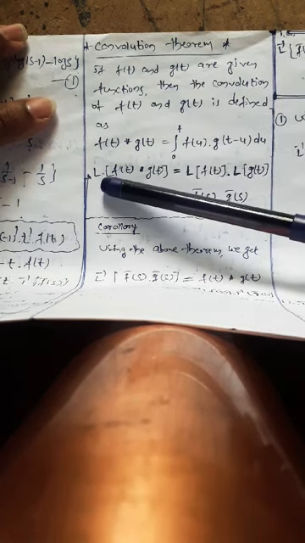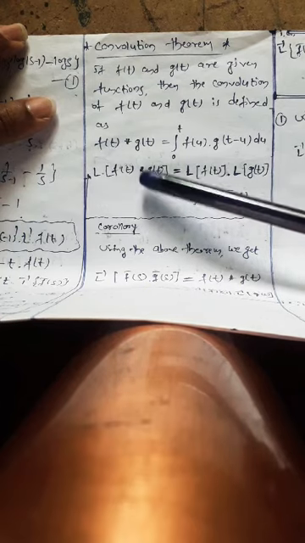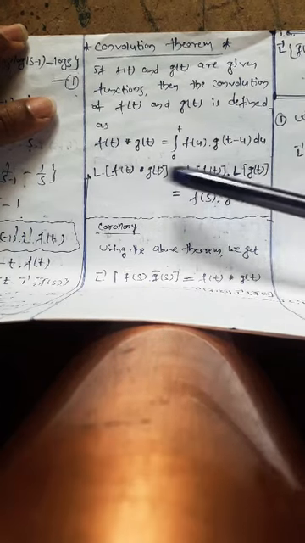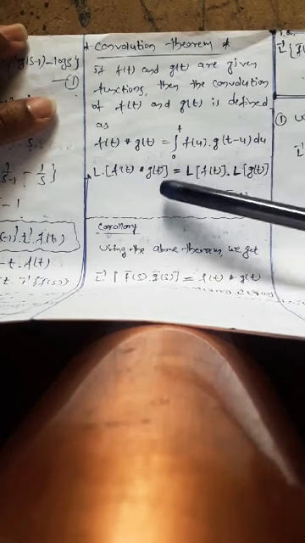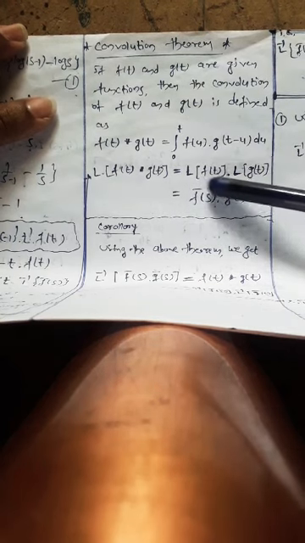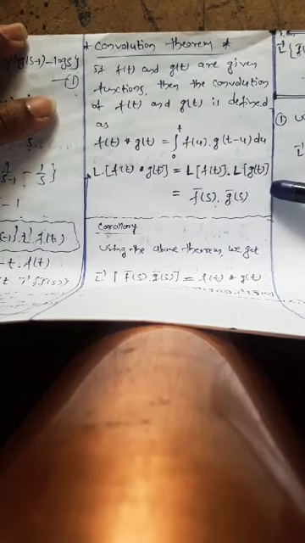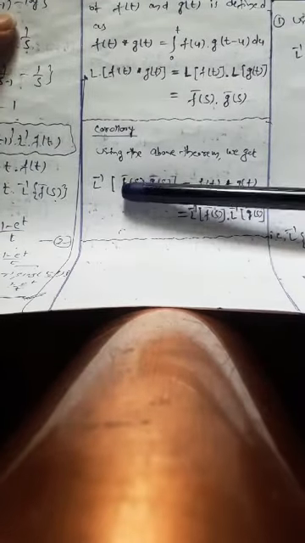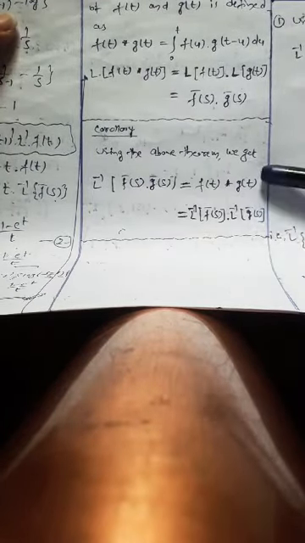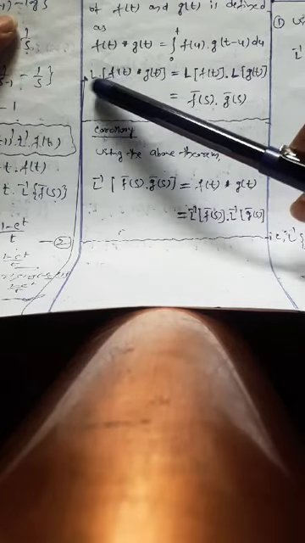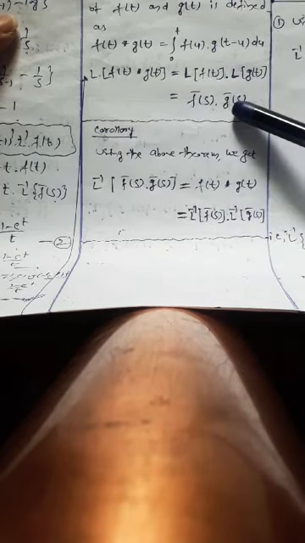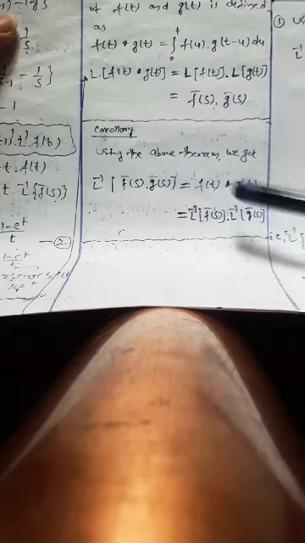And the Laplace transform L of f of t into g of t is equal to L of f of t into L of g of t, which is nothing but f bar of s, and L of g of t is g bar of s. Using the above theorem we get the corollary that L inverse of f bar of s into g bar of s is equal to f of t into g of t.